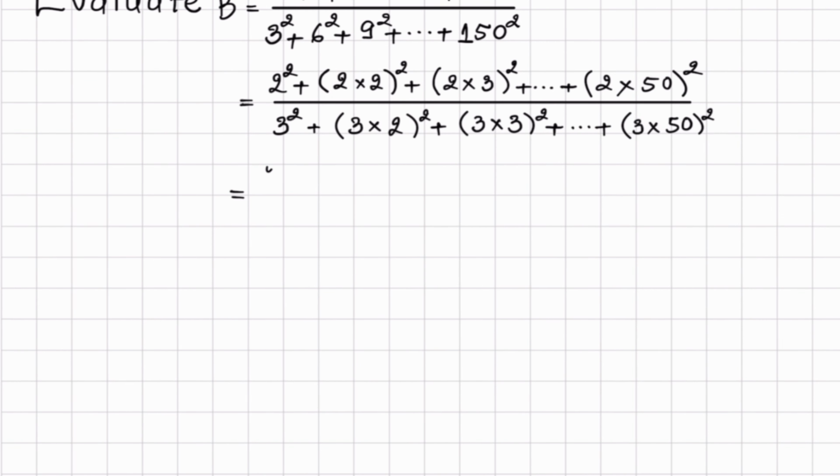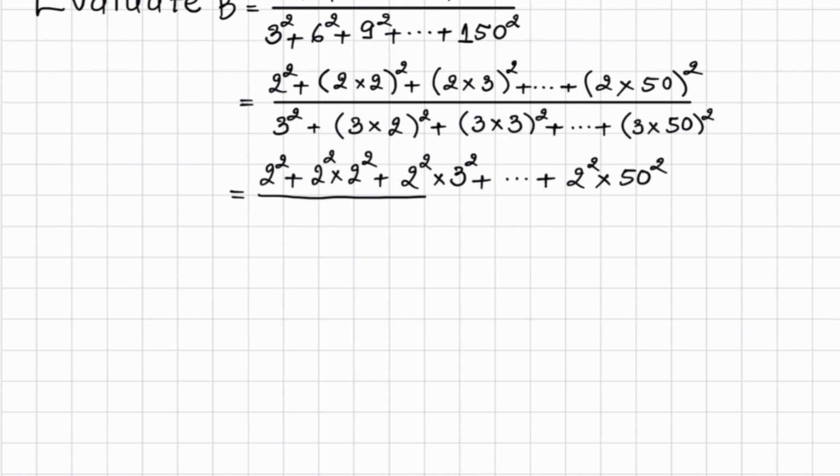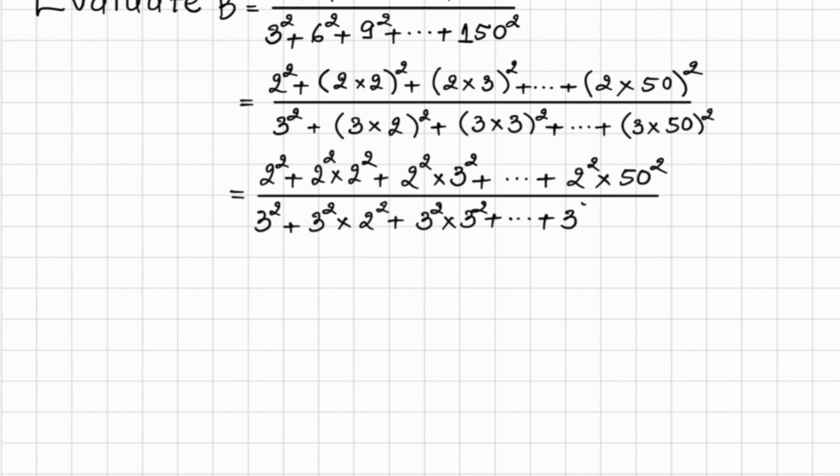This is equal to 2 squared times 1 squared plus 2 squared times 2 squared plus 2 squared times 3 squared plus dot dot dot plus 2 squared times 50 squared, all over 3 squared times 1 squared plus 3 squared times 2 squared plus 3 squared times 3 squared, then plus dot dot dot until 3 squared times 50 squared.